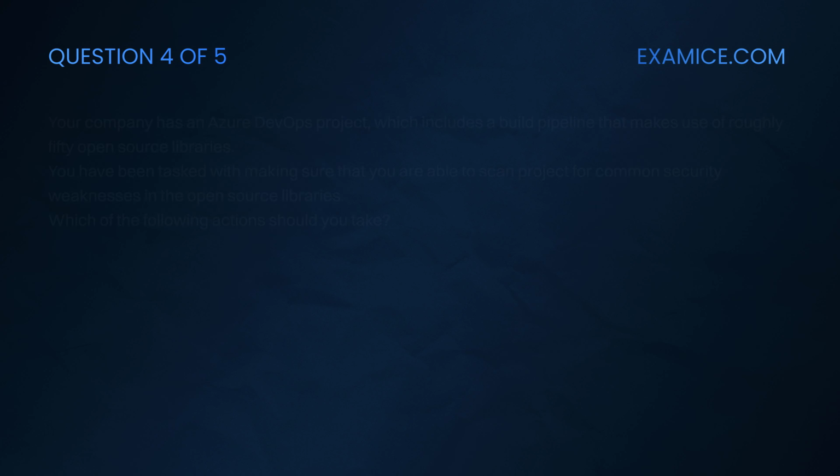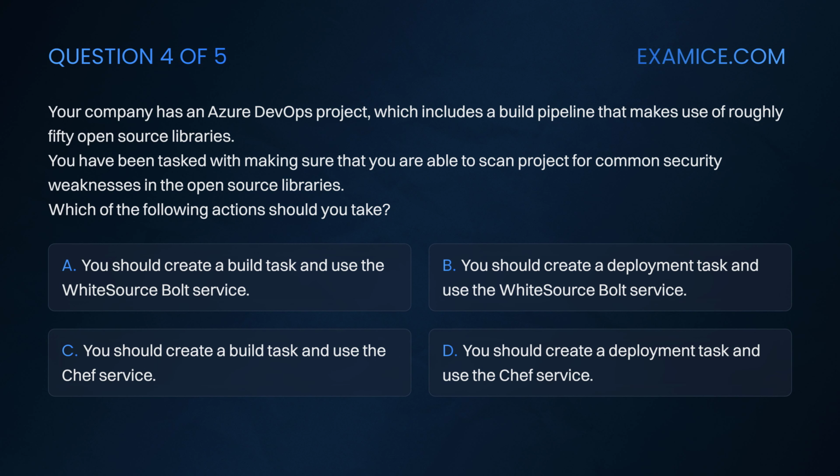Question 4. Your company has an Azure DevOps project, which includes a build pipeline that makes use of roughly 50 open-source libraries. You have been tasked with making sure that you are able to scan the project for common security weaknesses in the open-source libraries. Which of the following actions should you take? Option A, you should create a build task and use the WhiteSource Bolt service. Option B, you should create a deployment task and use the WhiteSource Bolt service. Option C, you should create a build task and use the Chef service. Option D, you should create a deployment task and use the Chef service.